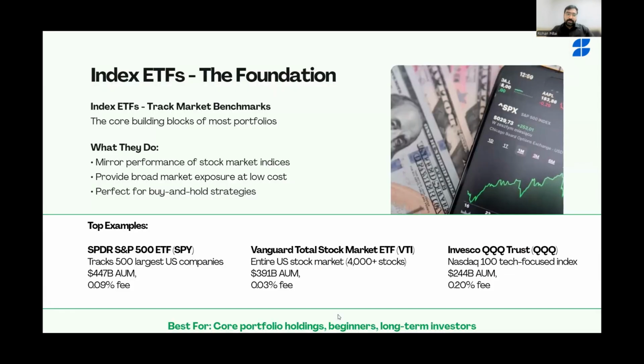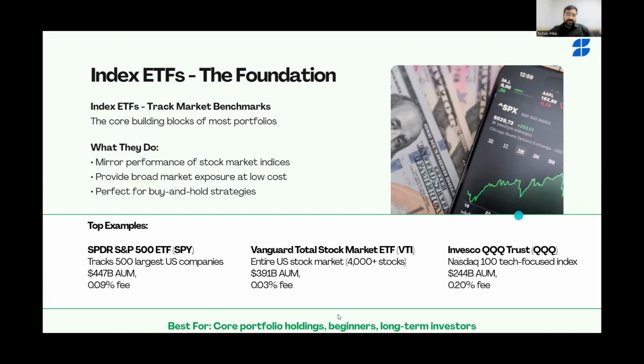To begin, index ETFs are your foundation. They track the major benchmarks like the S&P 500. They are low cost and they provide you instant diversification in the US market. For example, you would have heard the phrase, right? You can just buy the American dream with one single ETF. For example, a VOO.